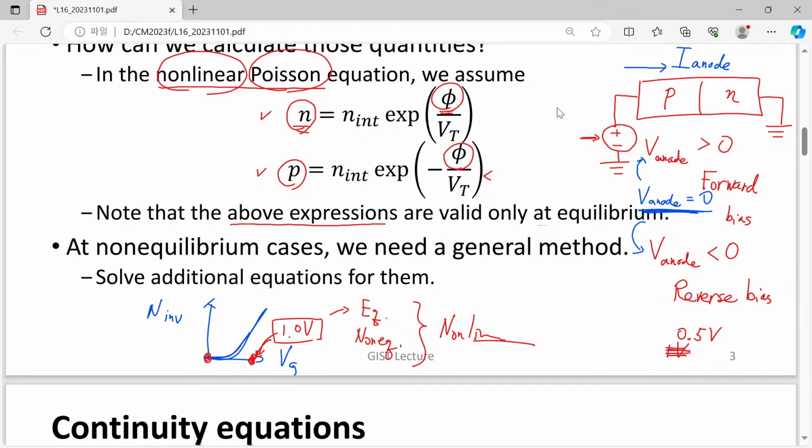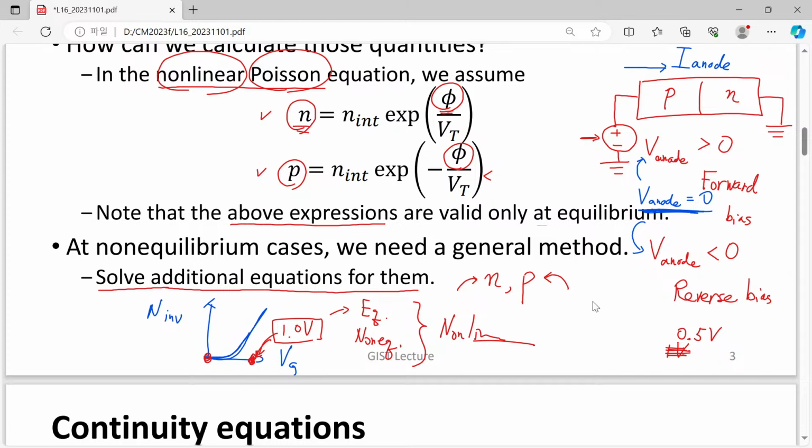So now I hope that we have sufficient motivation to introduce another way to consider non-equilibrium cases. The simple answer is given here. If we really need to calculate N and P, we must solve an additional equation for them. If you want to know the electron density, then you have to solve an equation for electron density. If you want to know the hole density, then you have to solve the equation for holes.